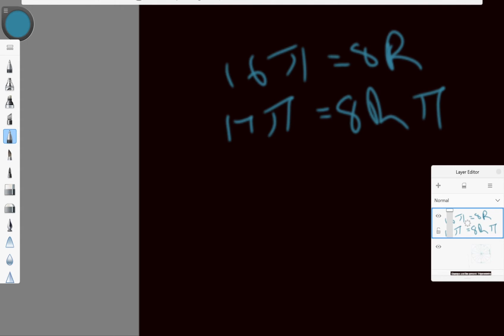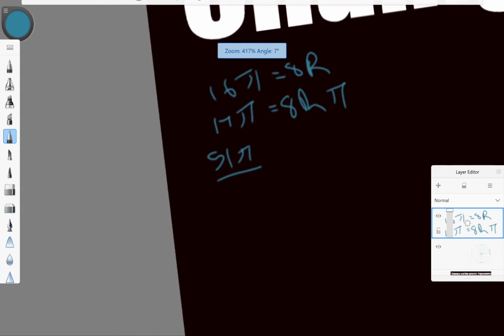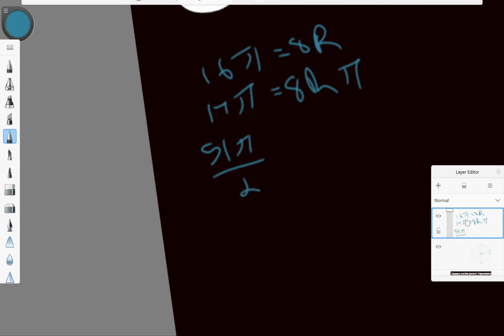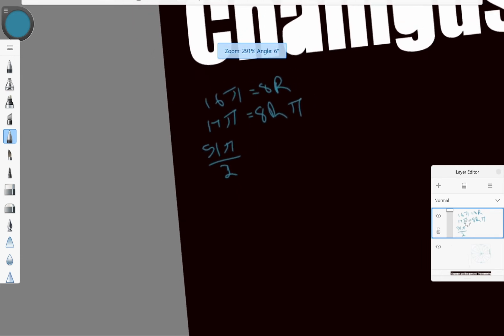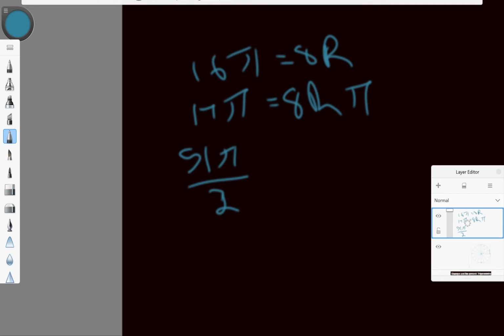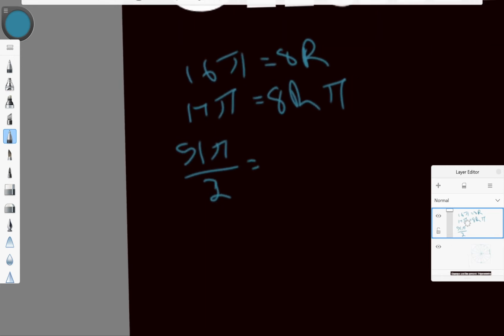Say we have 51 pi over 2. Divide, so how many times did that go into 2 pi? Well, you divide by 2 pi, so 51 pi over 2 divided by 2 pi is 51 over 4, so 4 times 12 is 48, so that equals 12 rotations. Yep, 12 rotations.